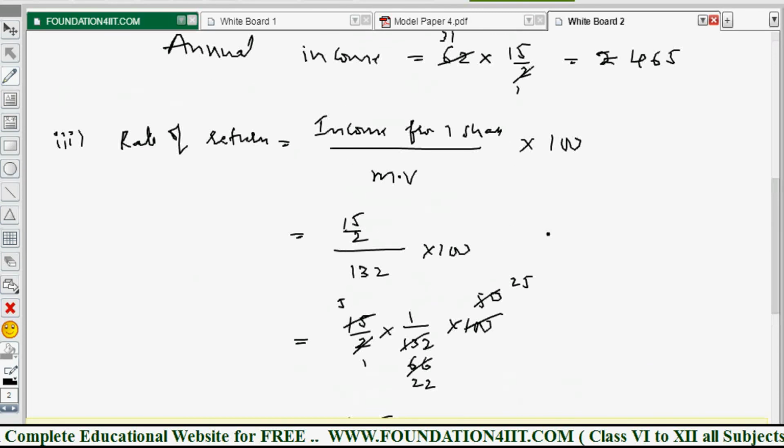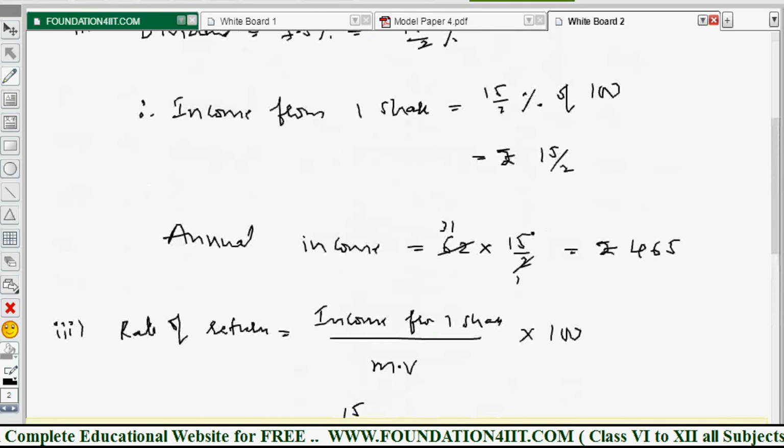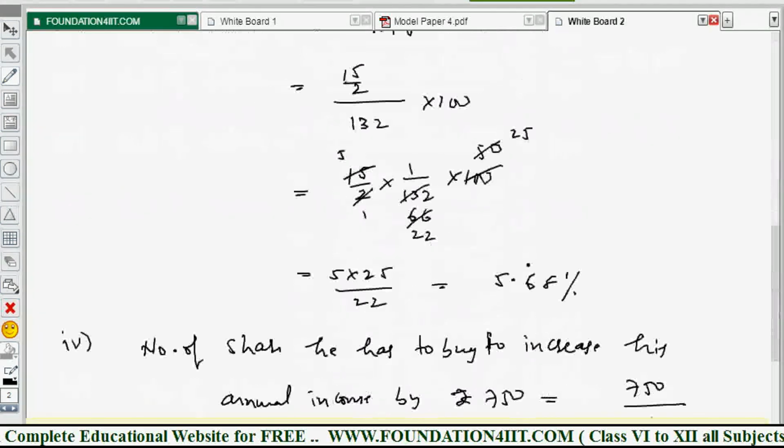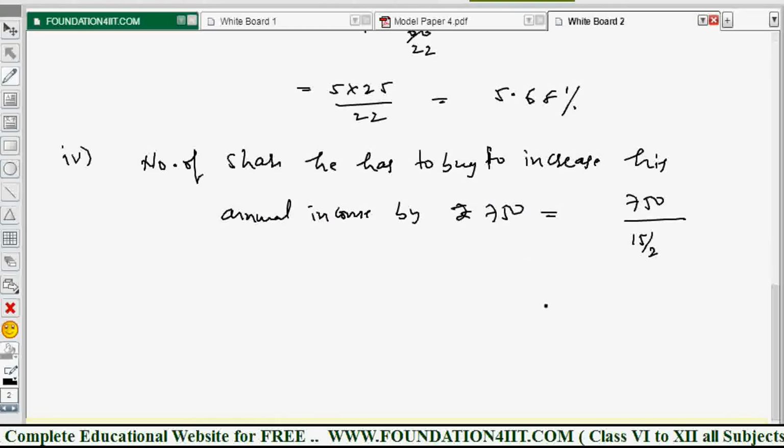So that 15 by 2 is income from one share. So 750 by 15 by 2 is the extra. So 750 into 2 by 15. So 15 ones are 15, 15 fifties are 750, so 100. So the extra number of shares he has to buy is 100 shares to increase his annual income by 750 rupees. Okay. Extra shares is 100.